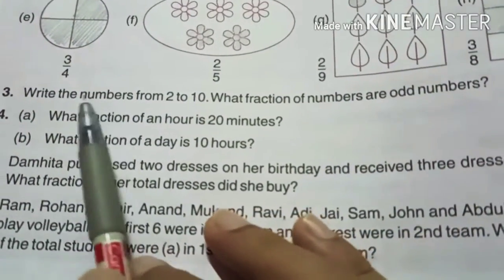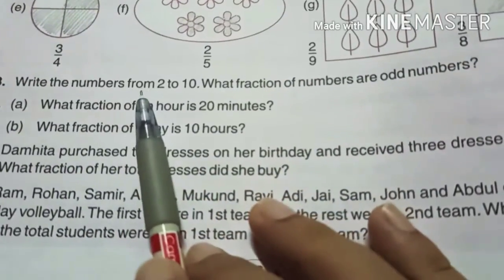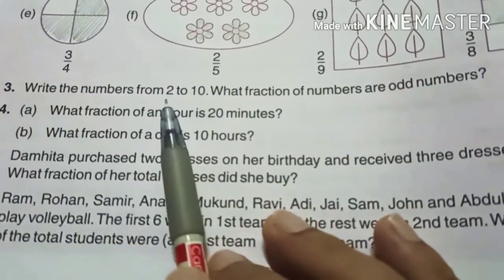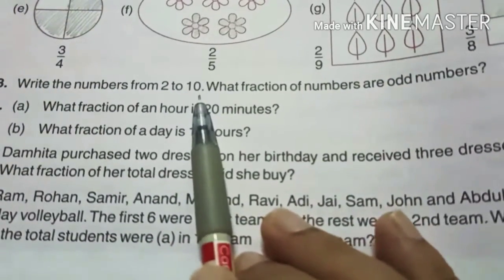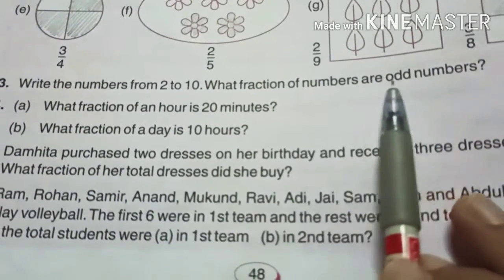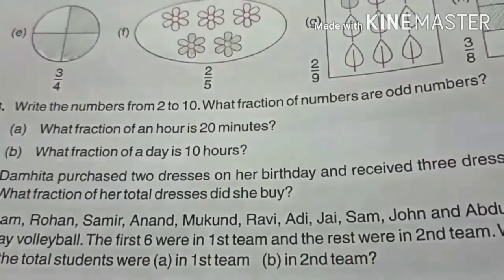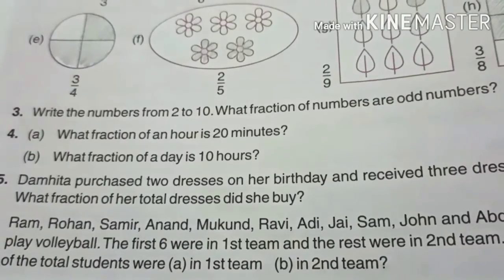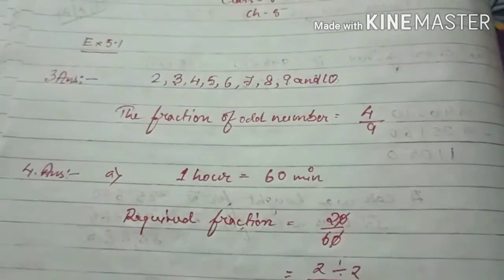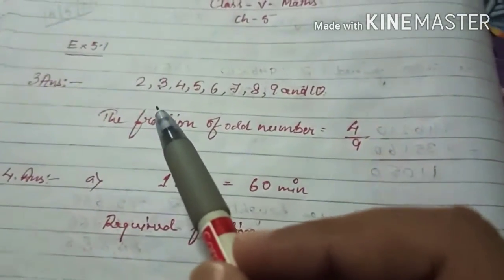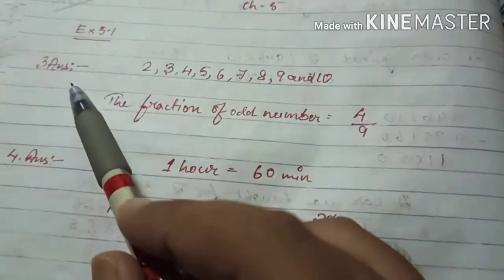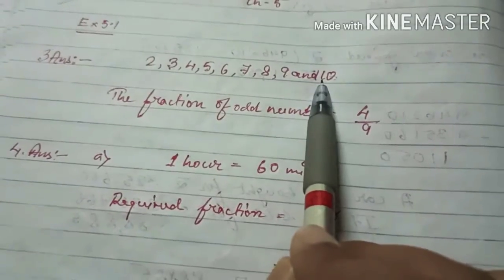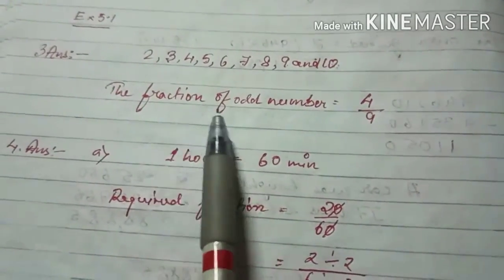Now see closely. Write the numbers from 2 to 10. So first of all, we will write the numbers from 2 to 10. Next, what fraction of numbers are odd numbers? So we have to find the fraction of odd numbers. How many odd numbers are there in the fraction? Now see, exercise 5.1 question number 3. We have written from 2 to 10. Now we will write the fraction of odd numbers.